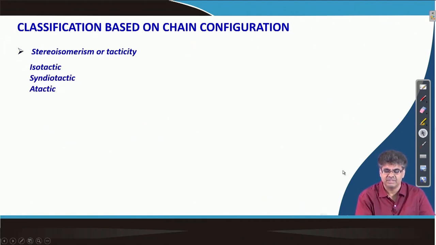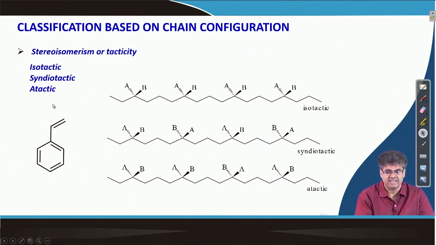We can also have stereoisomerism, or what we call tacticity, and depending upon the arrangement of the monomers, we can have isotactic, syndiotactic or atactic molecules. This is very important. The arrangement is actually very important in terms of the properties of these polymers. So, this comes when you have an asymmetric carbon in the monomer.